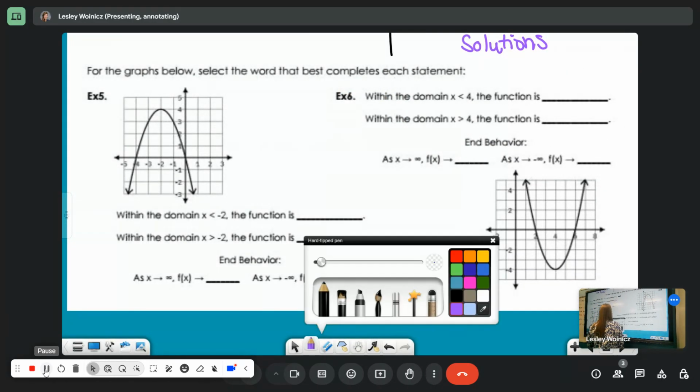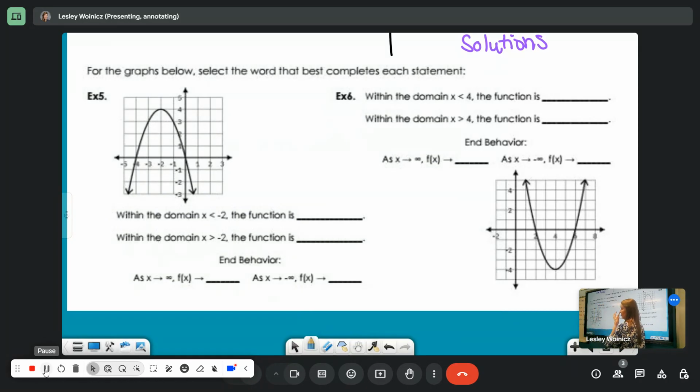Okay, we've kind of already done this a little bit, but we need to firm it up before we move on. We need to select the word that best completes each statement, and then we're also going to do the end behavior. So the domain is talking about the x values. So on the part of the graph where the x values are less than -2, that's on this side of the graph.